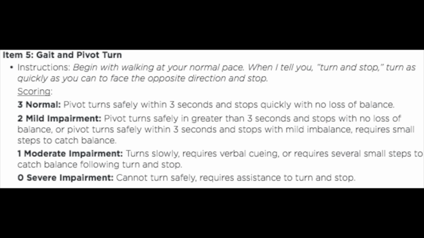A 3 is given if there's a pivot turn safely within 3 seconds and stops quickly with no loss of balance. 2 is given if there's a pivot turn safely in greater than 3 seconds and stops with no loss of balance, or pivot turns safely within 3 seconds and stops with mild imbalance and requires small steps to catch balance. 1 is given if there's turns slowly, requires verbal cueing, or requires several small steps to catch balance following turn and stop. 0 is they cannot turn safely, require assistance to turn and stop.